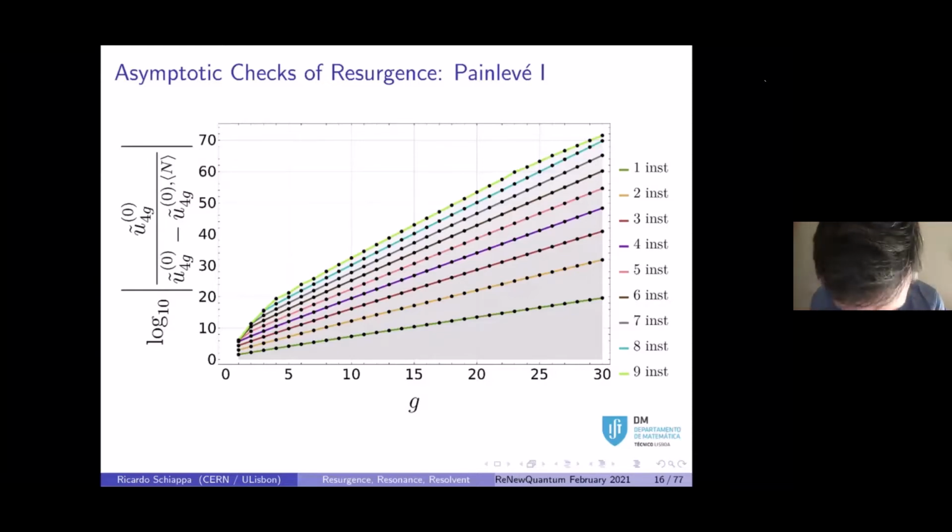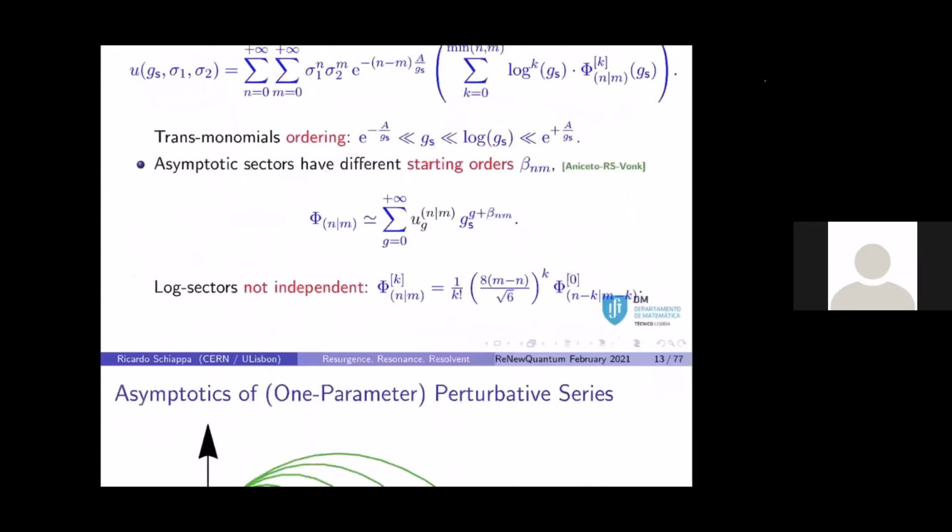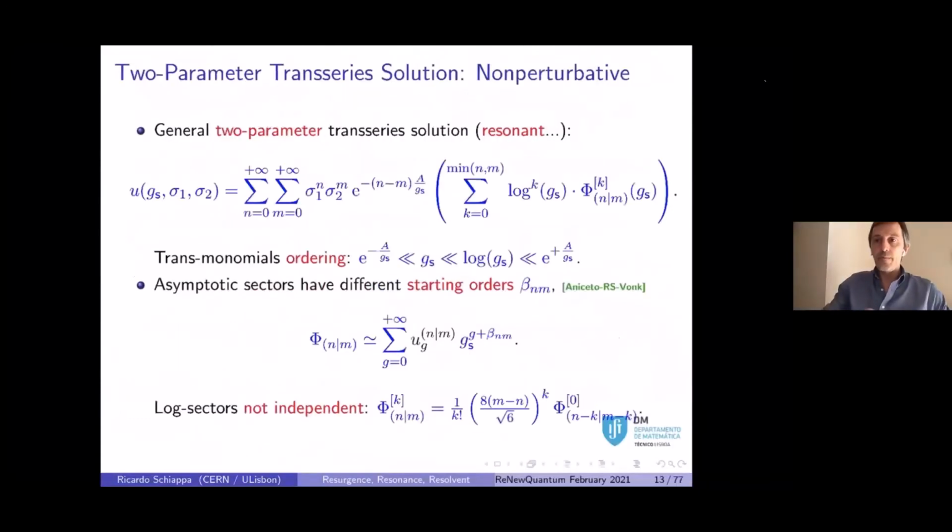Yes? I have a question about the formula you had for the series, the trans-series. Yes. Go ahead. Yeah, just above. When you write down the sum over n, m, and k, you have in mind the transmonomial ordering, meaning that I shouldn't consider the order of the sum over n and m, but rather first have a sum over positive exponentials and so on?